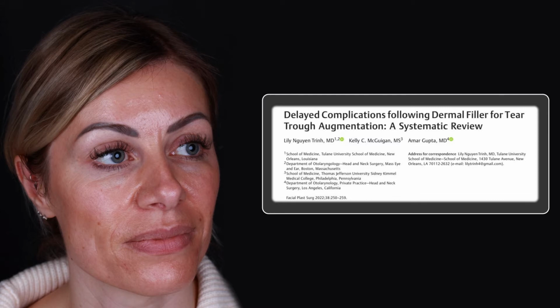This systematic review by Trinh from 2022 showed that the most common delayed complications in the tear trough were swelling at 42.3%, nodules and lumps at 25%, and migration also featured at 7.7%. And it's overwhelmingly HA filler causing these issues. So if our patient is presenting with edema, even before scanning, we can have a good guess as to what we might see with our ultrasound.